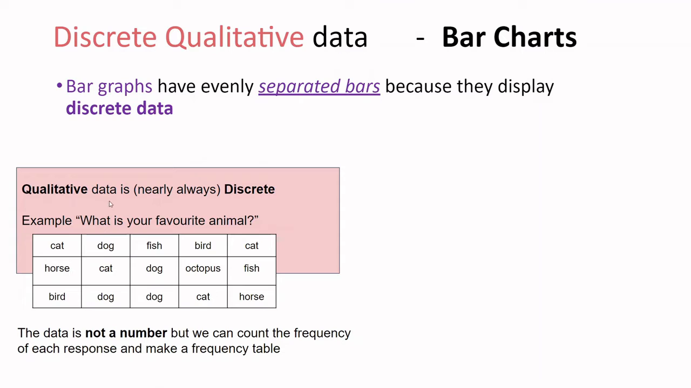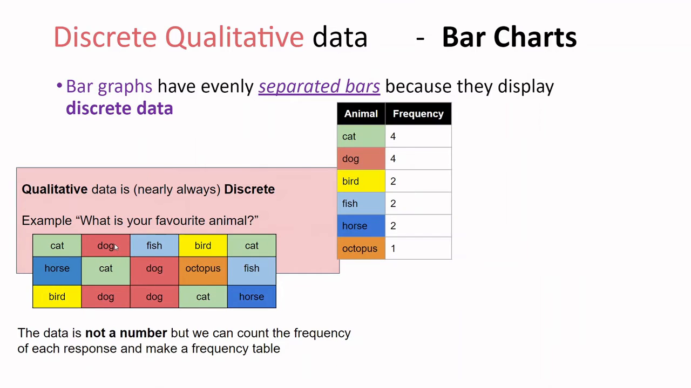Although this data is qualitative, so not a number, we can still count how many people chose cat as their favorite animal to make a frequency table like this. But don't confuse the frequencies with the data. This is non-numerical data. Cats, dogs, birds, fish, horse, and octopus are not numbers. However, I can work out how many people chose these animals as their favorite animals.